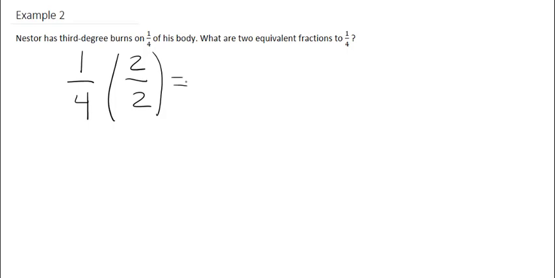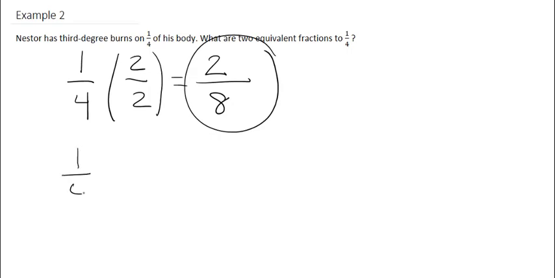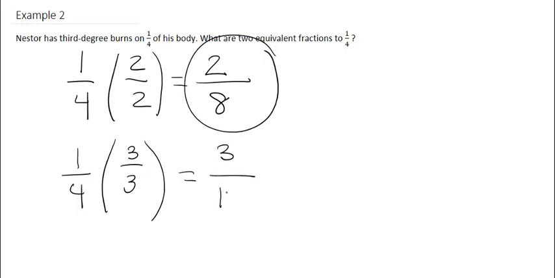So 1 times 2 is equal to 2. 4 times 2 is equal to 8. So this is one equivalent fraction. Let's do another one with 3. We'll just kind of go up the numbers. So 1 times 3 is equal to 3. 4 times 3 is equal to 12. So these would be considered 2 equivalent fractions to 1/4.